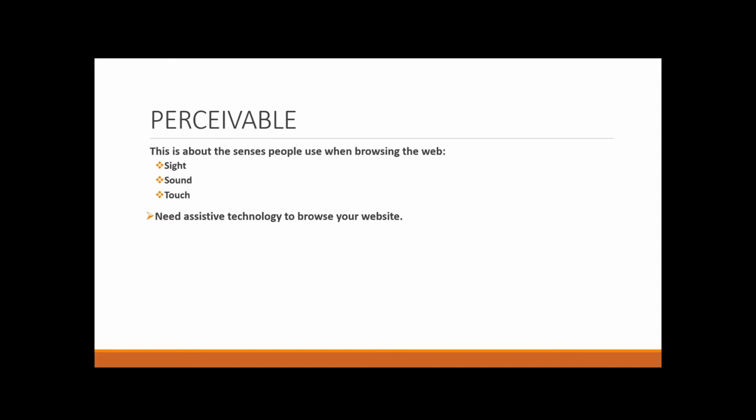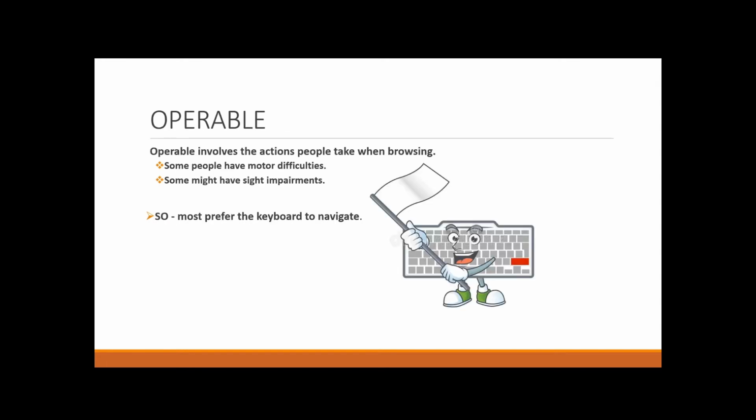Perceivable is about the senses people use when browsing the web. Sight, sound, and touch. All these need assistive technology to browse your website.